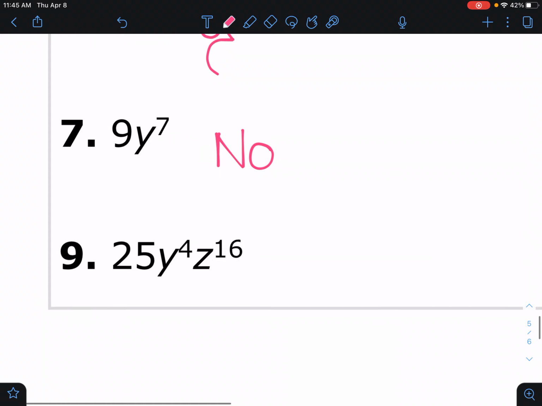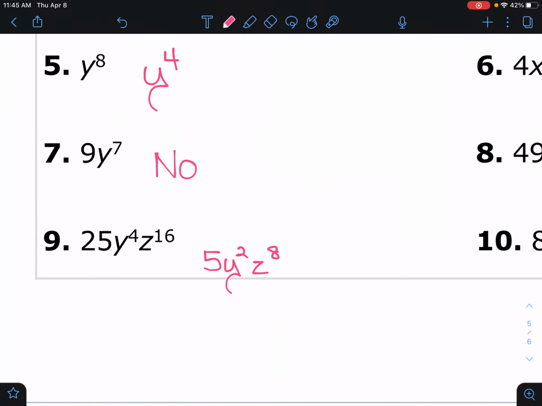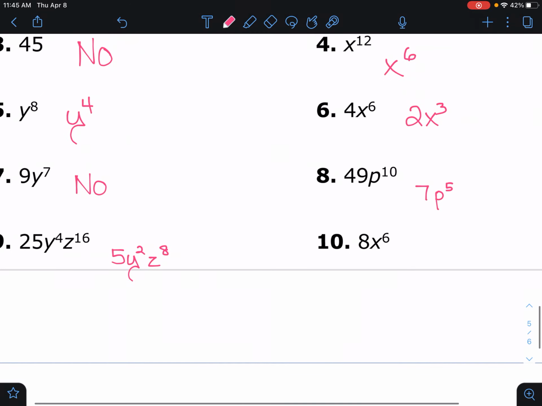Well, sometimes you see multiple variables. So then again, all parts have to be perfect squares. In this case, yeah, it looks like 25 is, and both the exponents are even. So this would be 5y squared z to the 8th. Kind of a bigger one, but.